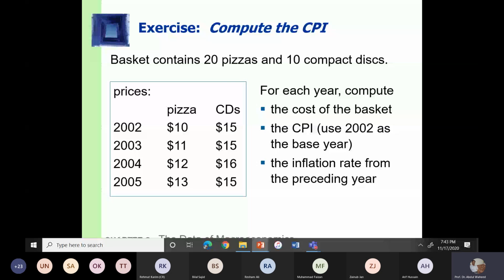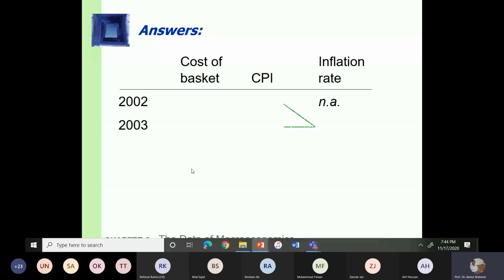तो अब बताएं आंसर. जो 200 कह रहे हैं उन्होंने कैसे कैलकुलेट किया था? 200 आंसर किसने दिया था? सर मैंने सिर्फ पिज्जा का लिया था, उसमें सीडी ऐड नहीं किया था, इसलिए गलत हुआ सर. मैंने ये तो नहीं पूछा था ना कि व्हाट इज द कॉस्ट ऑफ पिज़्ज़ा. हम तो कह रहे थे व्हाट इज द कॉस्ट ऑफ बास्केट. Cost of basket means 200 plus 150, so it will be 350. That is the cost of basket in 2002. Then now you have to calculate the cost of basket in 2003, 2004, 2005 using the same method.